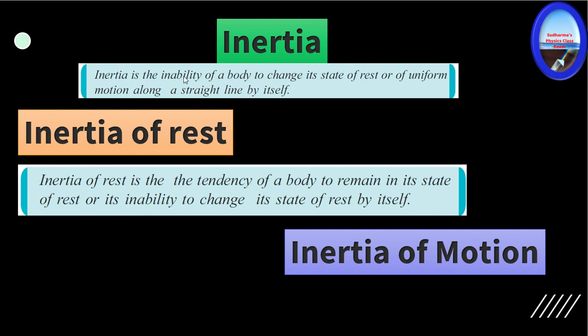Inertia is the inability of a body to change its state of rest or uniform motion along a straight line by itself. Inertia is classified into two: inertia of rest and inertia of motion. Inertia of rest is the tendency of a body to remain in its state of rest, or its inability to change its state of rest by itself.